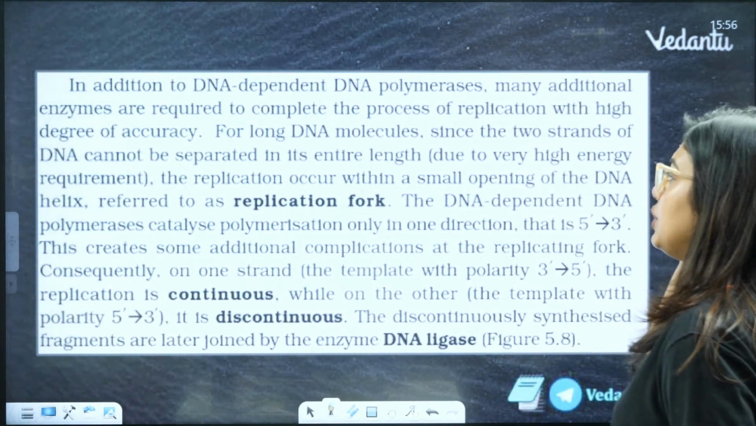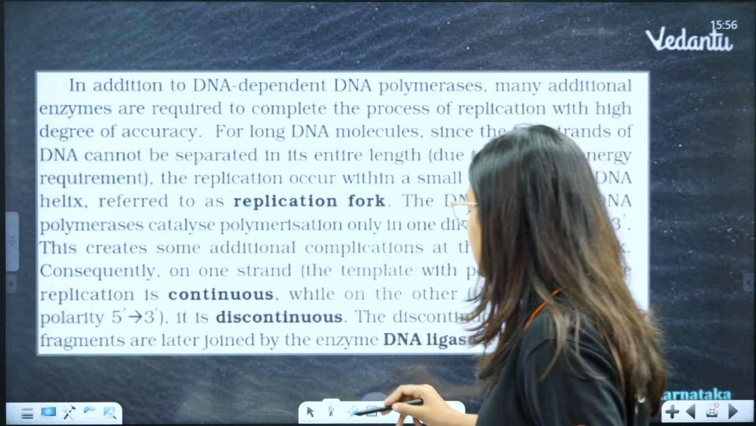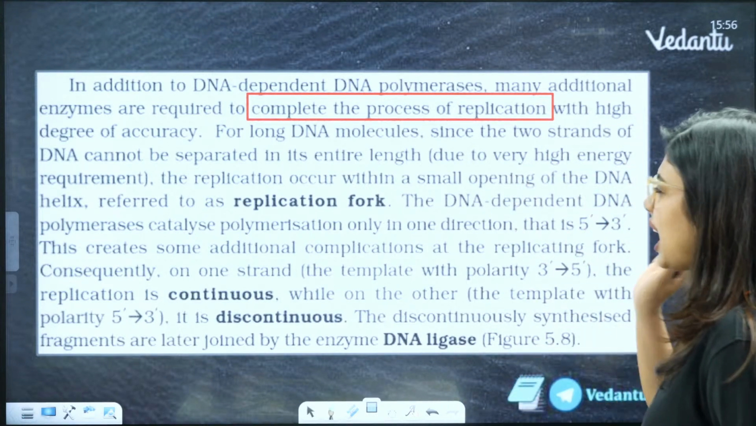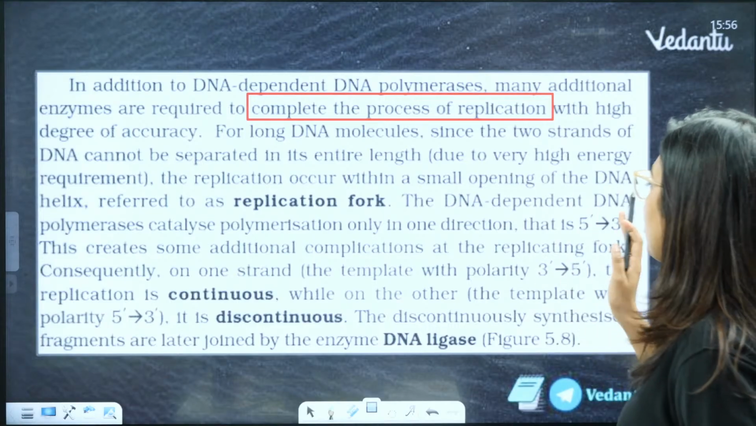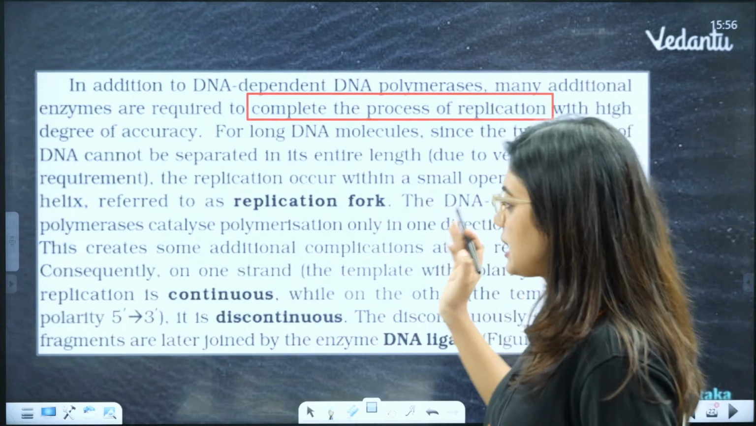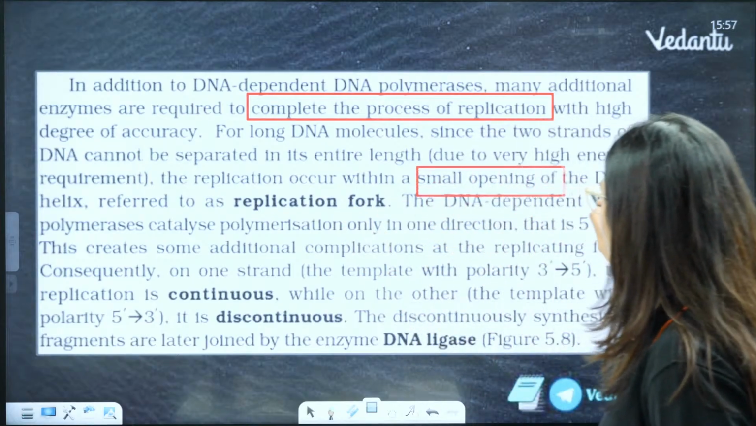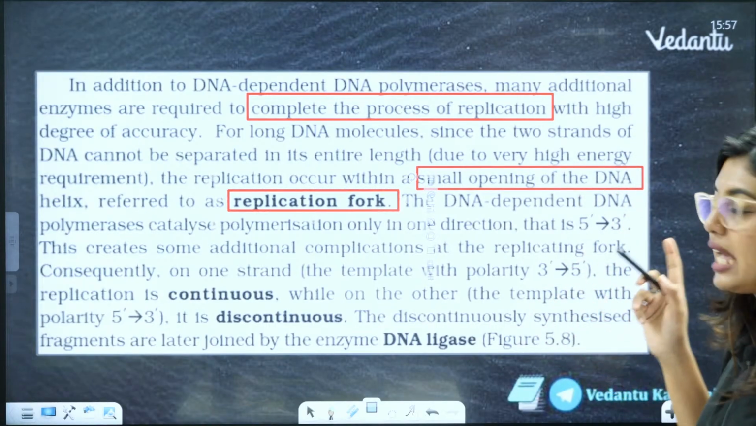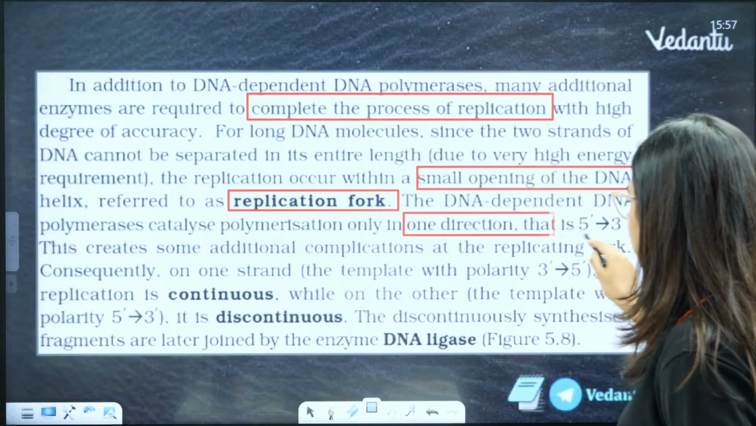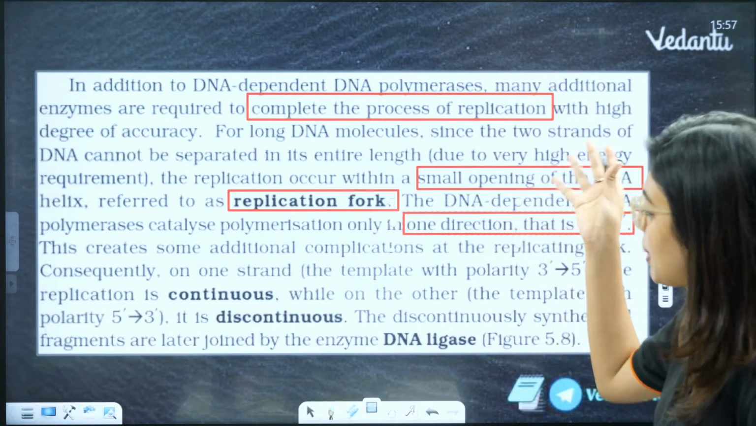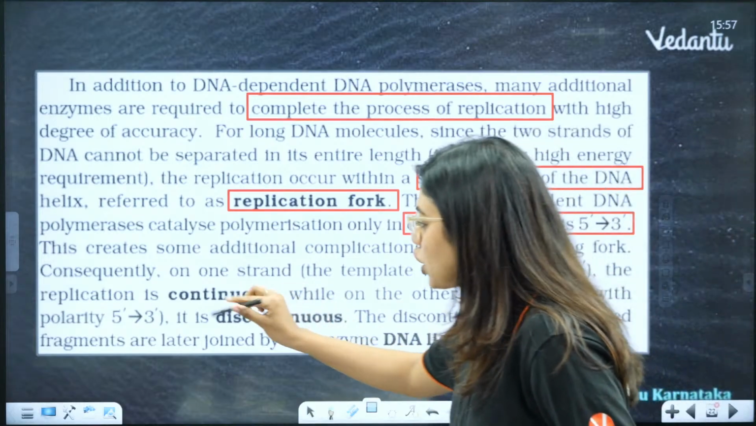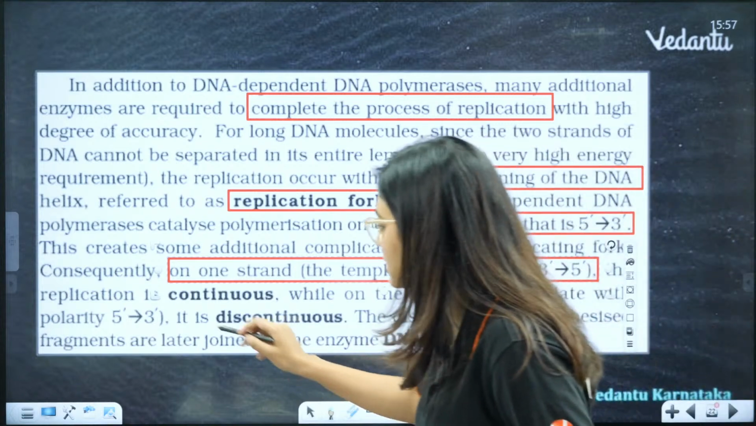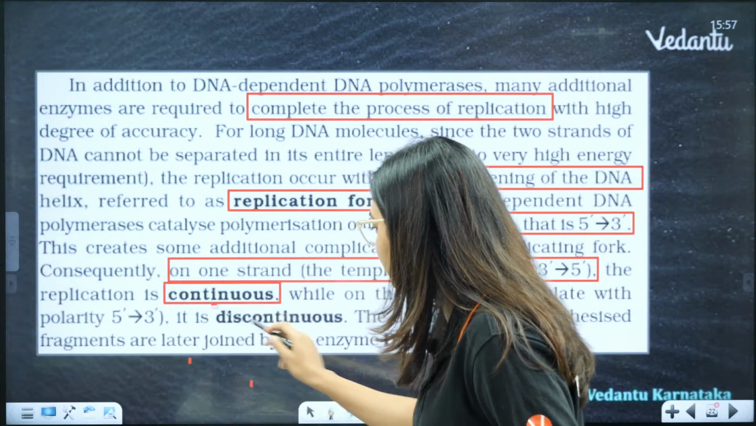Okay. Now, in addition to DNA-dependent DNA polymerase, many additional enzymes are required to complete the process of replication with a higher degree of accuracy. For long DNA molecules, since the two strands of DNA cannot be separated in their entire length, the replication occurs with a small opening. That is called the replication fork. I taught you people this. The DNA-dependent DNA polymerase catalyzes polymerization only in one direction, that is 5' to 3'. This creates some additional complication at the replication fork. Consequently, on one strand with the polarity 3' to 5', the replication is continuous, and the other one is discontinuous, okay.